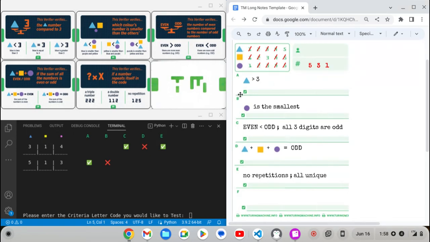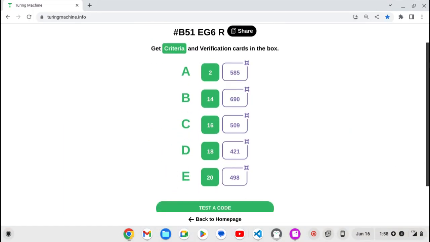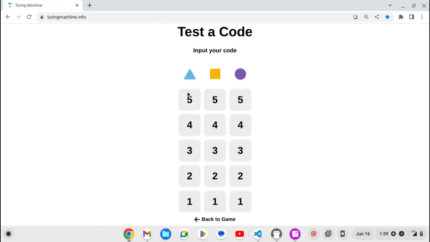And just really quick, based on all this, yes, triangle is greater than 3. Circle is the smallest. There are more odds than evens, and in fact, they're all odd, yes. Their sum is odd, and there's no repetition. They're all unique. So that looks like a winner. So let's go to turingmachine.info to verify. So let's test the code, and it's 5, 3, 1.